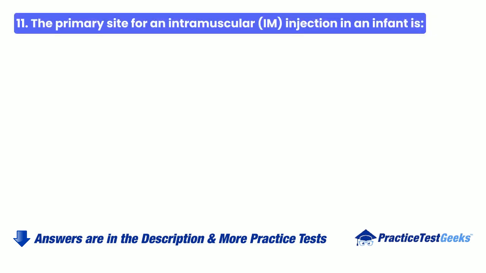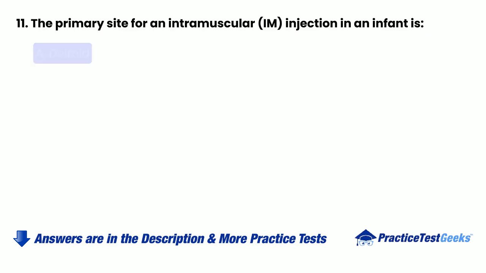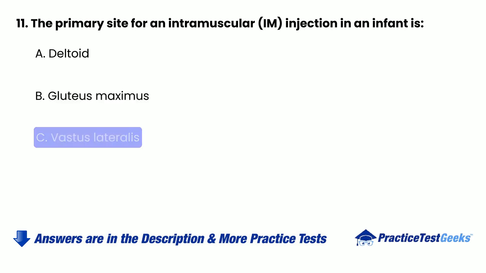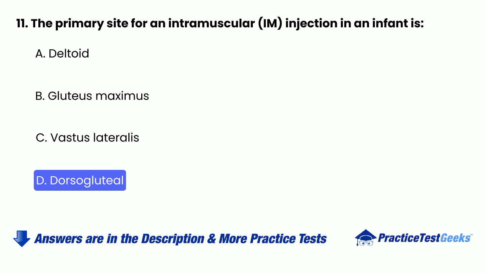11. The primary site for an intramuscular or IM injection in an infant is: A. Deltoid. B. Gluteus maximus. C. Vastus lateralis. D. Dorsogluteal.